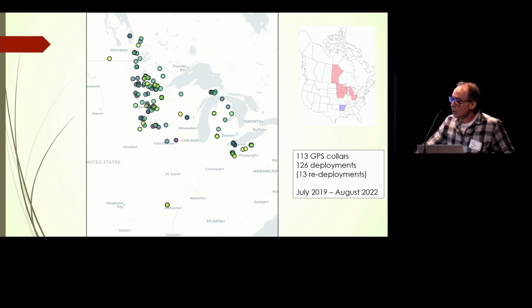So this plot shows all the different locations where we collared swans in the summer, and we followed them from 2019, or we captured them between 2019 and 2022. So 113 different collars and 126 different swans that we were able to follow. When a swan would die, we would try and get that collar and put it on a new individual so we could continue to track movements.